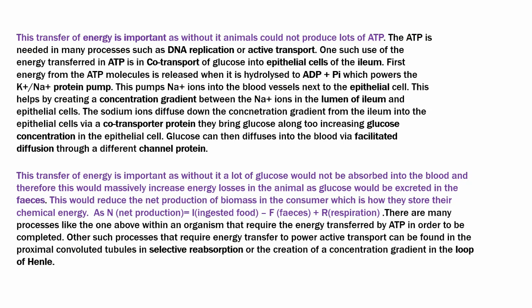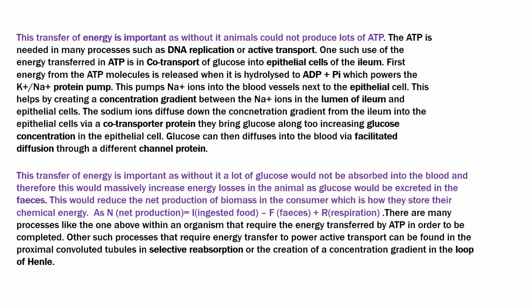And why is this important? If we didn't have this process of taking glucose in against its concentration gradient from the lumen in co-transport, then we wouldn't absorb enough glucose. And we can talk about net production of biomass here. Remember that net production is the ingested food by a consumer minus the feces and respiration. If we're losing a lot of glucose in the feces, we're going to lose loads of energy in the feces. We're going to have a lower net production and less biomass added to the consumer.